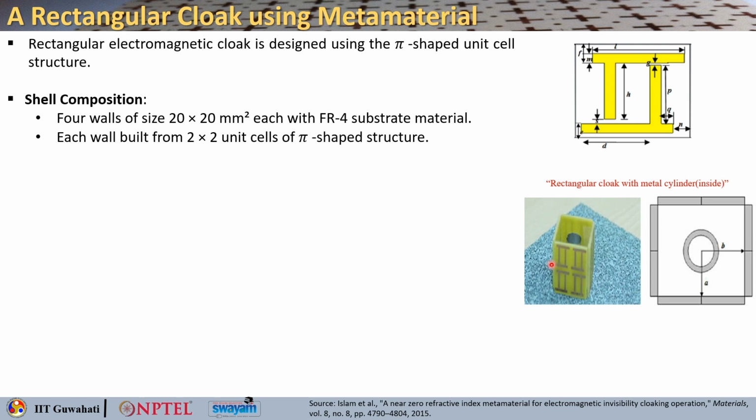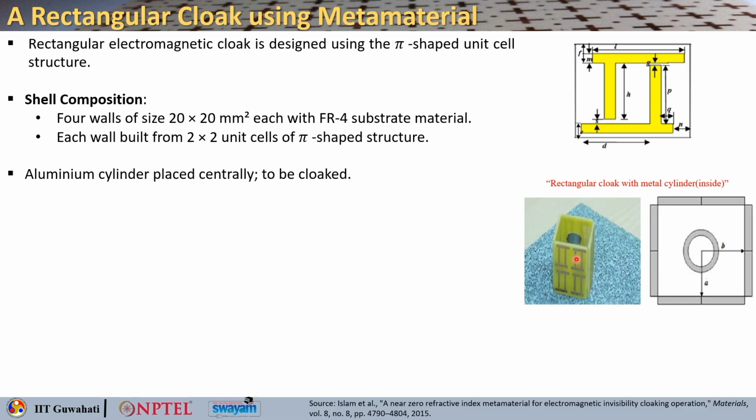So the four walls are basically having dimensions of 20 by 20 millimeter square, each with FR4 substrate material, as you can see from the figure. In each wall you can also see that 2 by 2 unit cells are used, where each unit cell has a pie shaped structure.